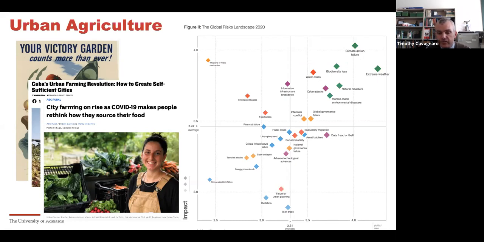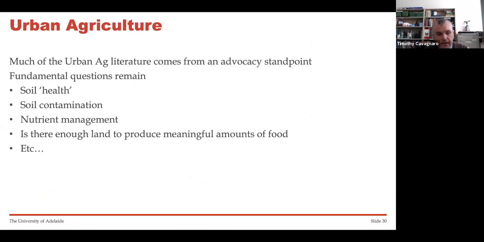We need to look at the different options that are available to us. Okay, so let's get some data. Let's talk about some data.